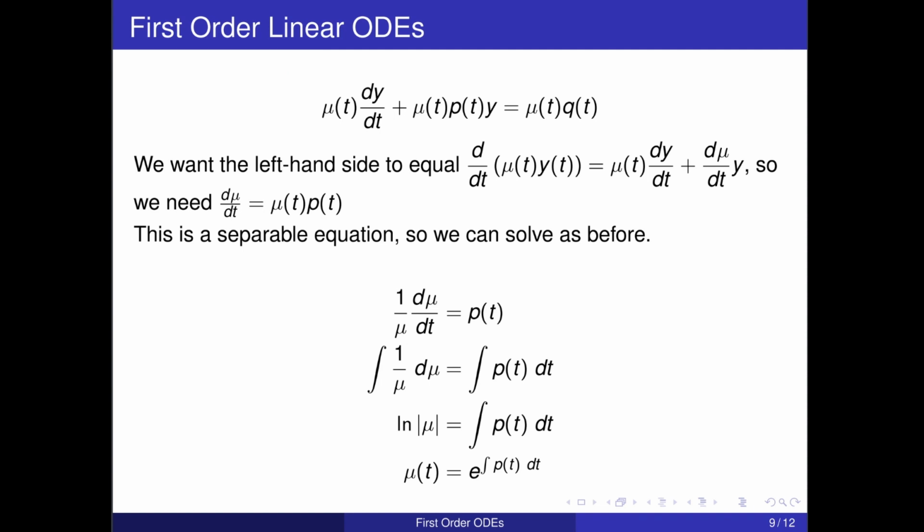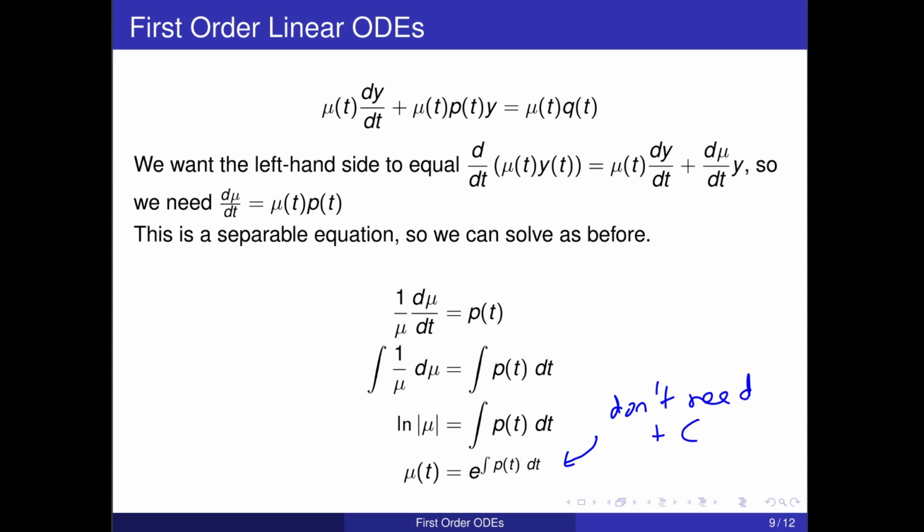Once again, we'll end up with a natural logarithm. In this case, it's the natural logarithm of the absolute value of mu. The other side will have the integral of p of t dt, and now we can take an exponential of both sides. In this case, we don't need to worry about any kind of plus c, so we don't need to worry about any of these arbitrary constants.